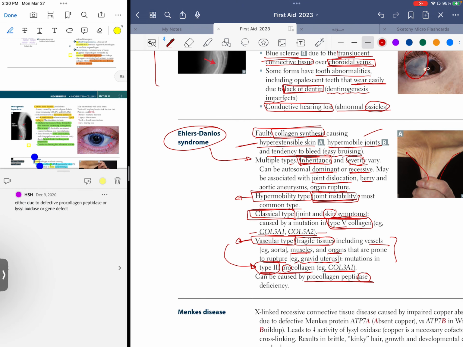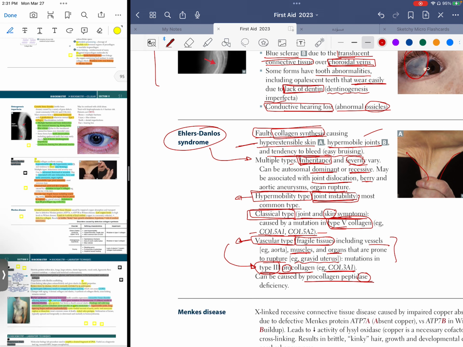The faulty or problematic collagen synthesis is either due to defective procollagen peptidase or lysyl oxidase or gene defects. So three possibilities over here. We have either defective procollagen peptidase, that's one enzyme. The other one is lysyl oxidase, that's the second enzyme, and then the third, it could be just a gene defect, okay?